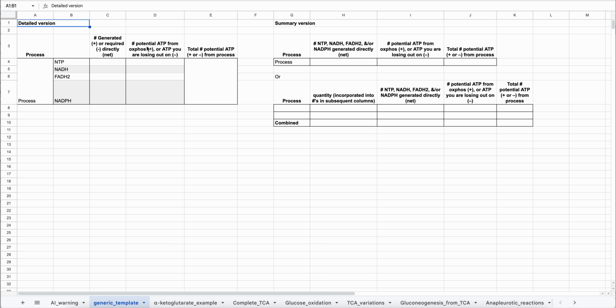What you could then say, if you incorporate that you could use NADH or FADH2 in the electron transport chain for oxidative phosphorylation and get ATP from that, then you can figure out how much energy you could potentially generate from the process or that you would need for the process. So here's the detailed version, then you just sum it up for a summary version. And you can combine processes in order to figure out the combined energetics for a certain pathway or interconversion.